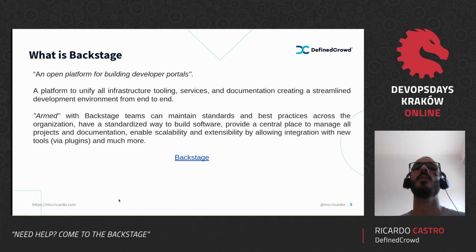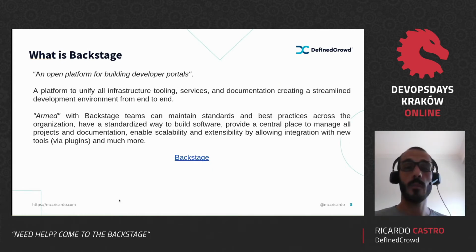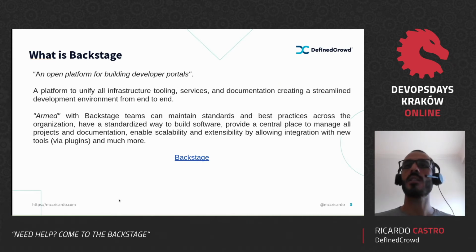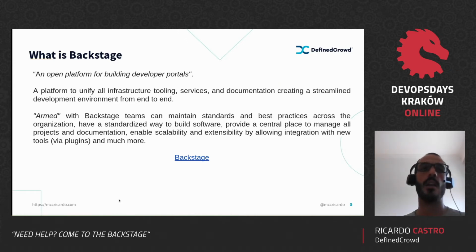So what is Backstage? Backstage is an open platform for building developer platforms. This is a platform to unify all of our infrastructure tooling, services, and documentation, and to create a streamlined development environment from end to end. The idea for Backstage is that teams can maintain standards and best practices across the whole organization and have a standardized way to build software, provide a central place to manage all projects and documentation, enable scalability and extensibility by allowing integrations with tools, which in Backstage are called plugins, and we can do much more.